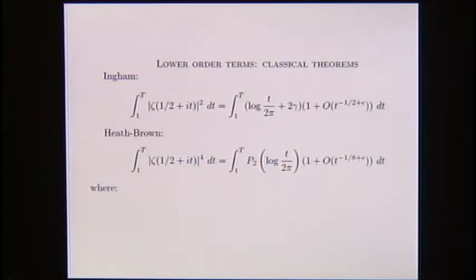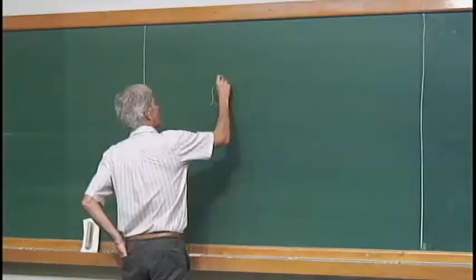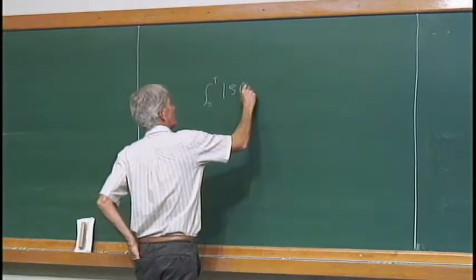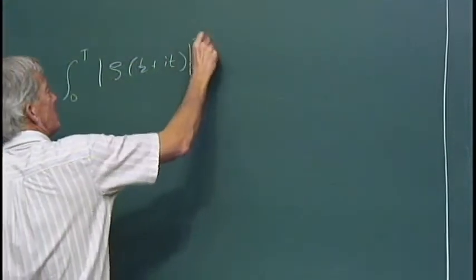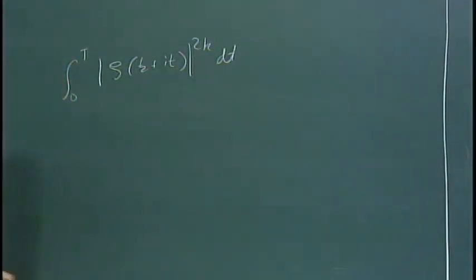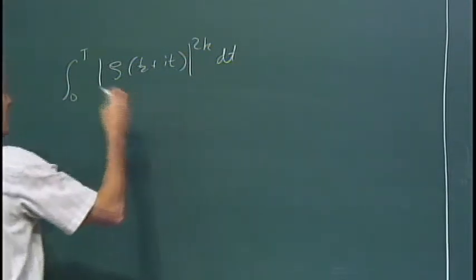Right. Okay, so now I want to describe the lower order terms, but maybe before I do, let's just think about the problem for a minute. So let's say you're trying to calculate this thing, the 2kth moment of zeta on the half line.